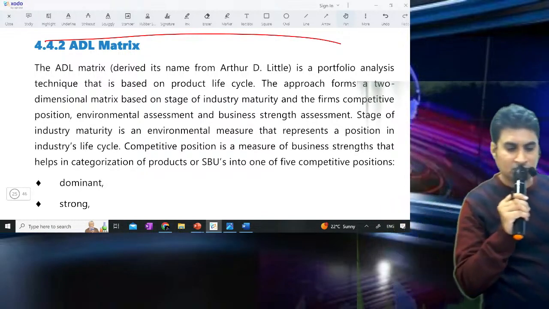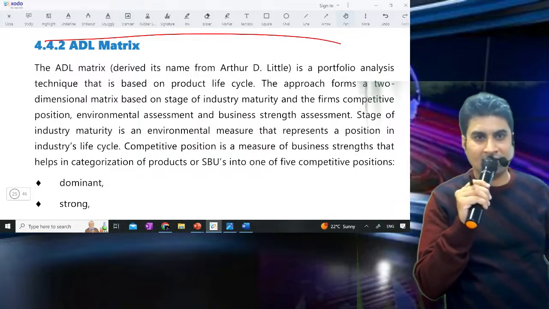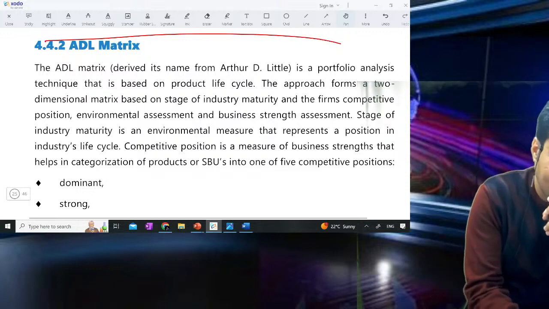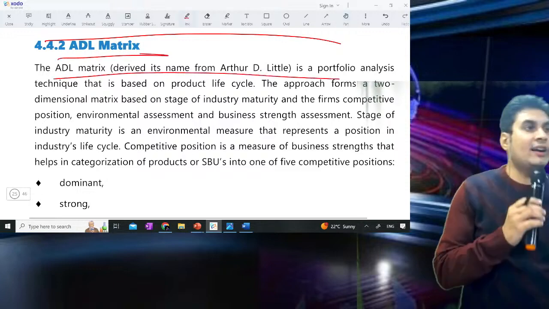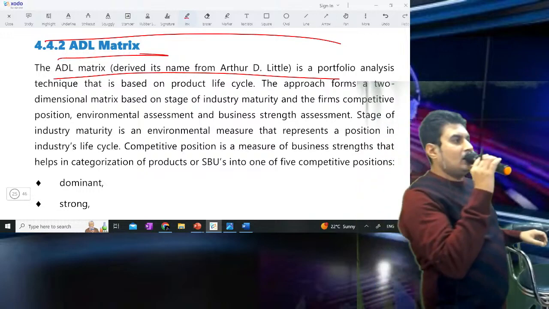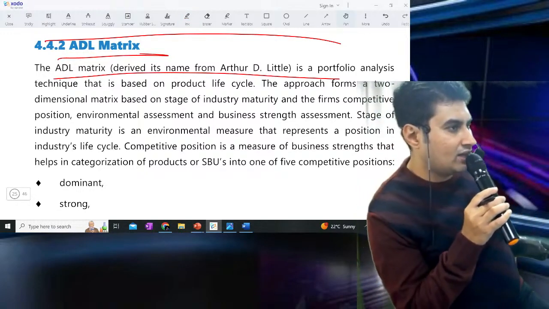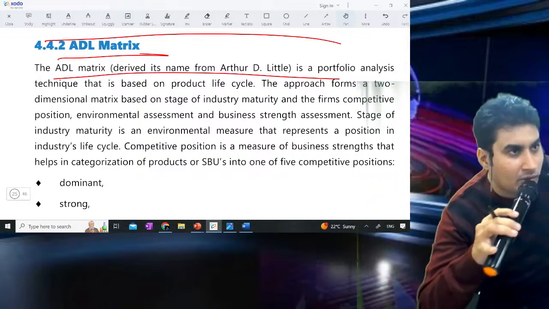The ADL map. The ADL matrix derived its name from Arthur D. Little. Underline Arthur D. Little. Only MCQ possible based on past analysis. Okay? You want to write, you can write. We will not make you write.